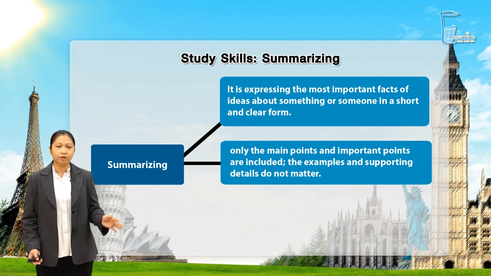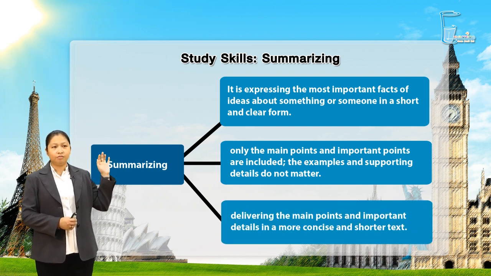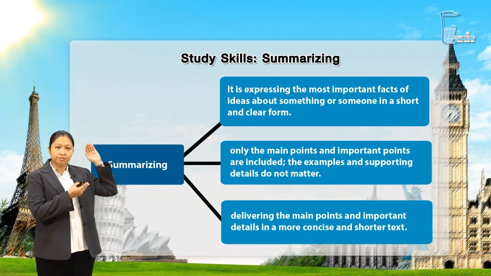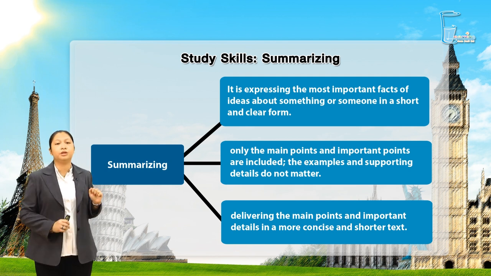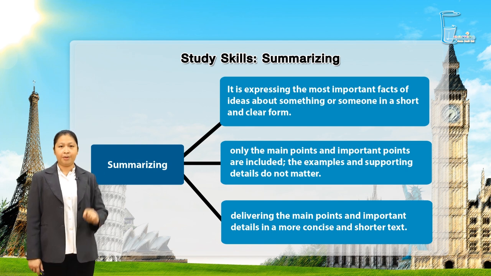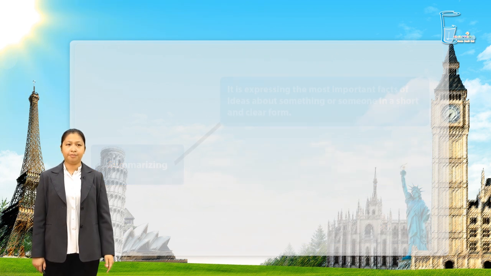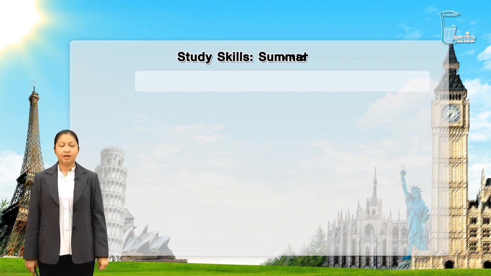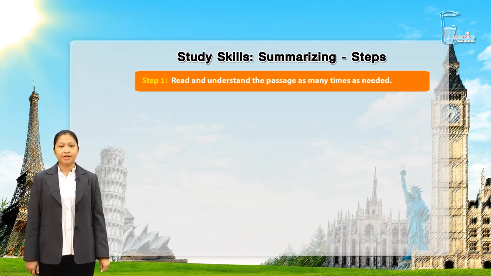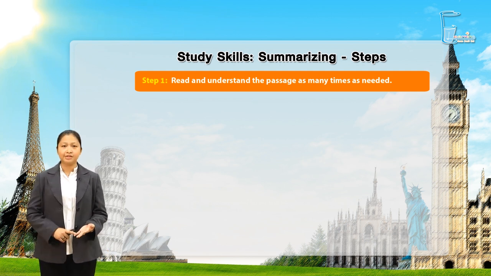So for example, you have a very long paragraph, when you summarize it, it will be shorter because you only included the main points or the key points of the paragraph. So how do we summarize? Here are the steps. Step 1, read and understand the passage as many times as needed. Like in paraphrasing, you can read twice, 3 times, as long as you understand the passage.